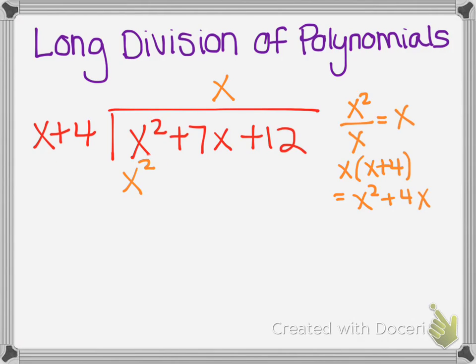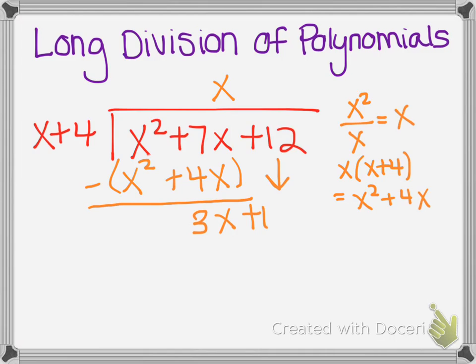So we have x squared plus 4x. Just like we did before in our integer example, we are going to subtract these two. And since it's a polynomial, you need to include parentheses. x squared minus x squared is 0. 7x minus 4x is 3x. Our next step then is to bring down this 12. And then we repeat the process.